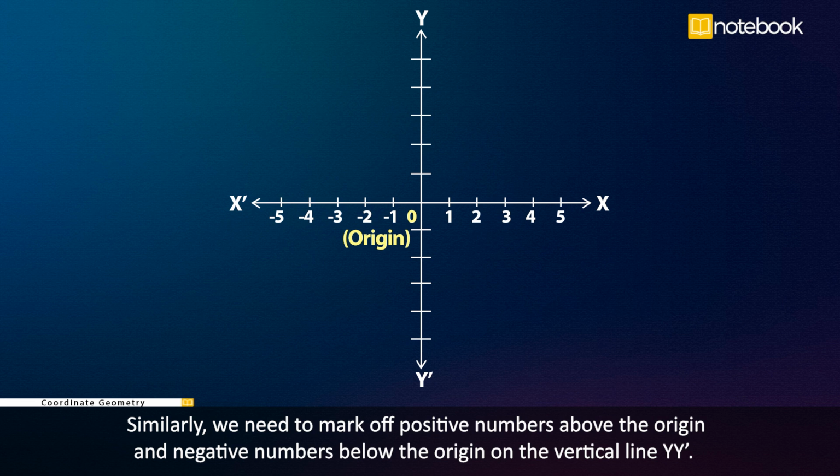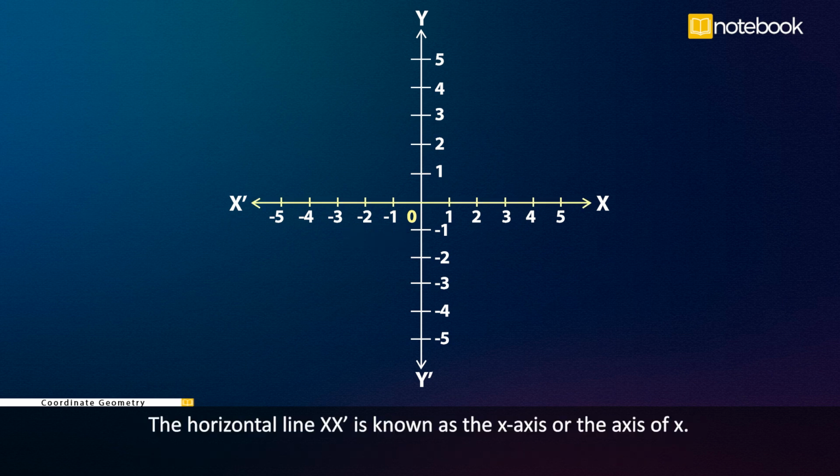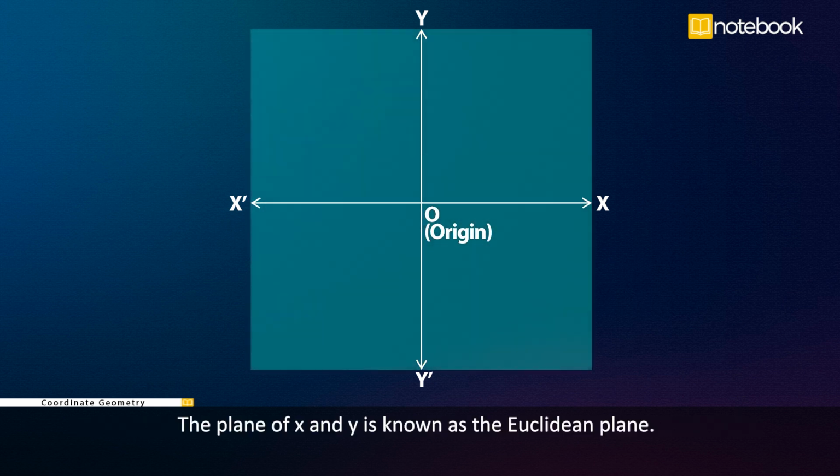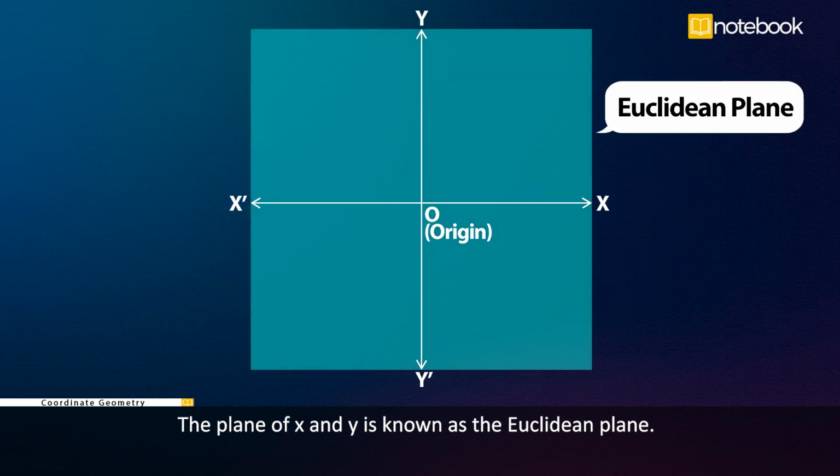Similarly, we need to mark off positive numbers above the origin and negative numbers below the origin on the vertical line y dash. The horizontal line x dash is known as the x-axis or the axis of x. On the other hand, the vertical line y dash is known as the y-axis or the axis of y. The plane of x and y is known as the Euclidean plane.